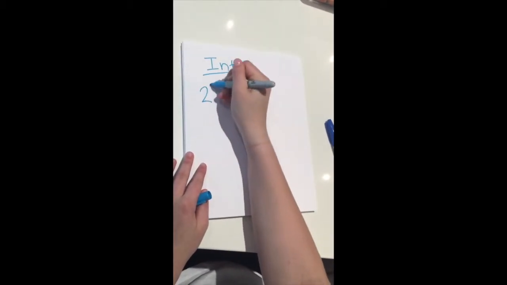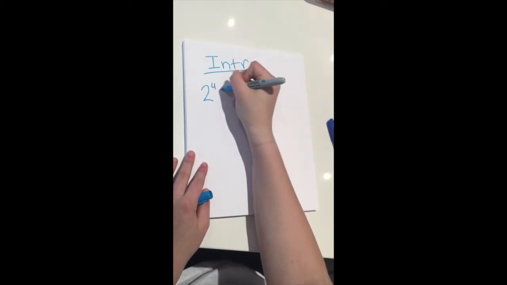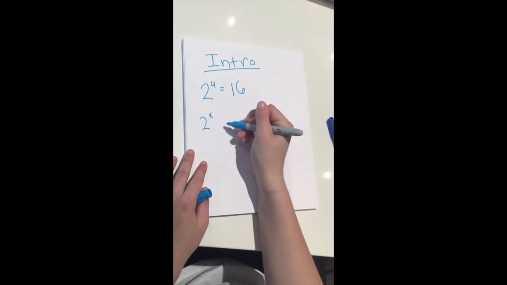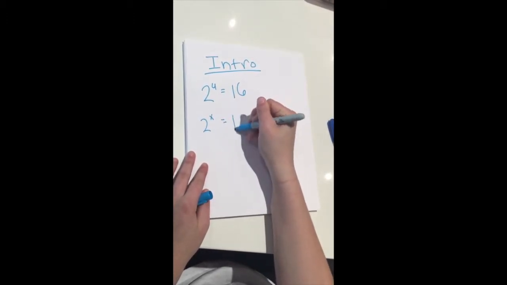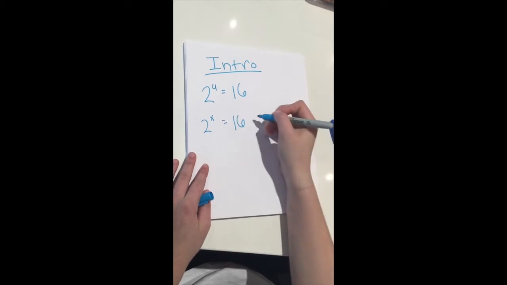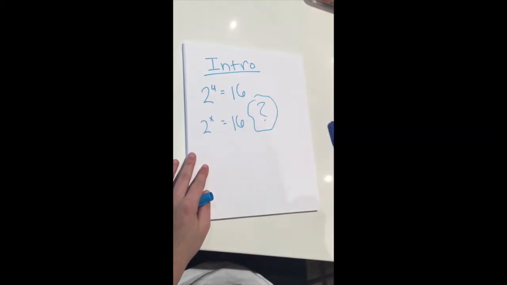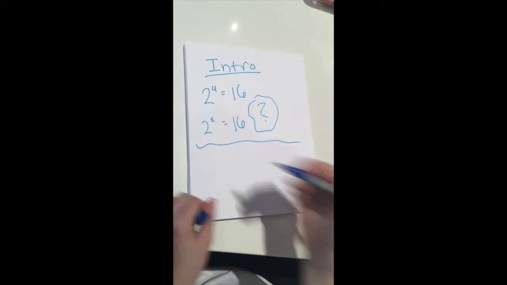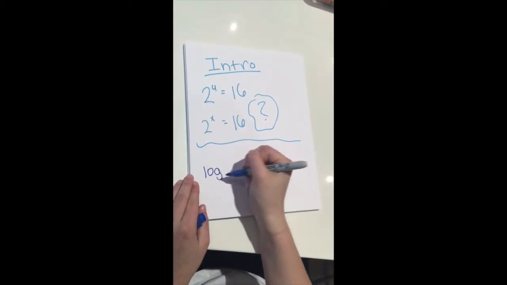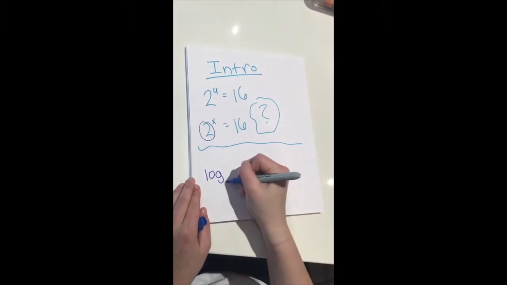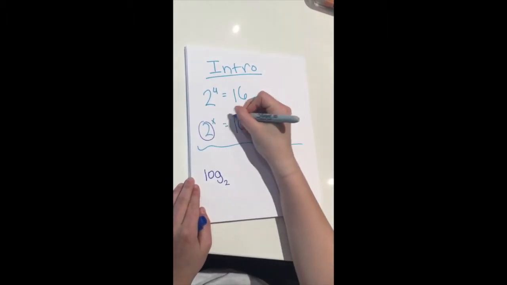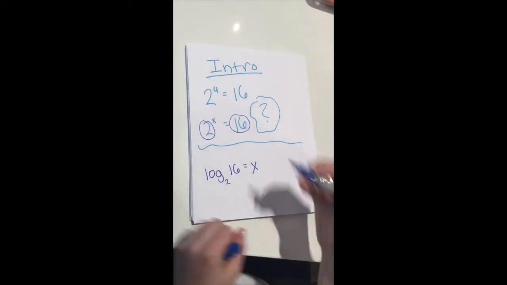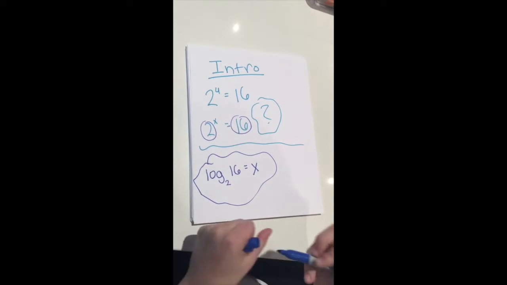So if we have the problem 2 to the 4th, we know that that equals 16, and that's very simple. But what if we had the problem 2 to the x equals 16? How would we know how to find the exponent? So what we need to do is rewrite it using our logs. You write the word log, then you take the base and put it in a little number here, and then you take the answer, you put it right here, and then you write equals x. And that is logarithmic format.